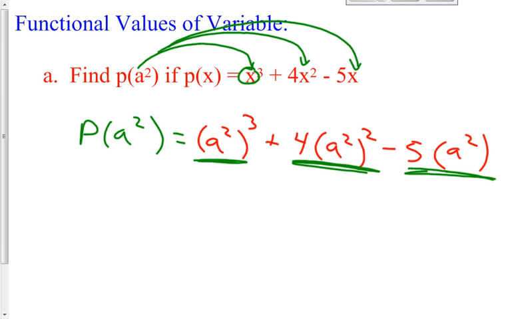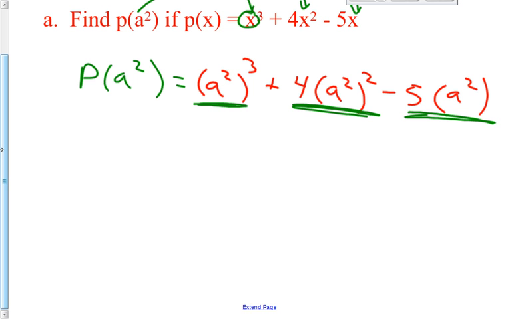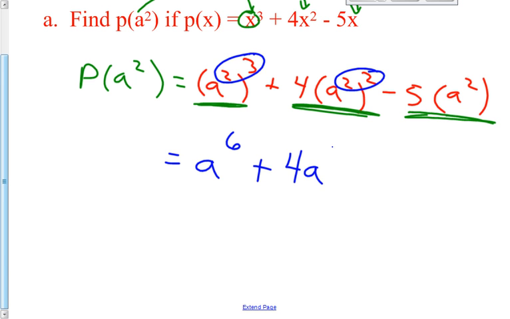And now we're going to evaluate this. So we're going to simplify, combine like terms, and so forth. So a squared cubed. What do you do when you have a power raised to a power? You multiply these and you get a raised to the 6th power. Once again, you have a power raised to a power, so you're going to multiply that. So now you have a to the 4th. Multiply it by 4, it is 4a to the 4th. A negative 5 times a squared is a negative 5a squared.